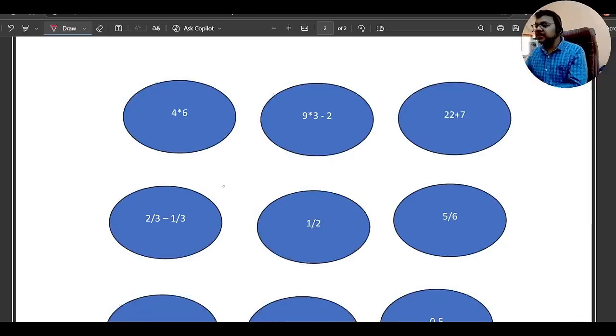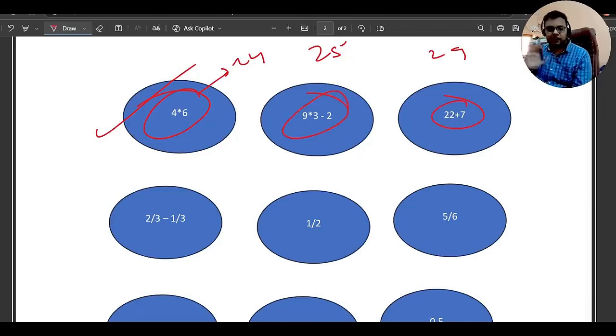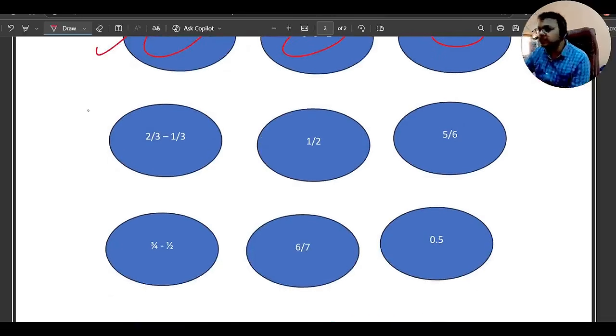Okay, now suppose this is the equation. Quickly see here, it's 24, it's 25, and it's 29. So simply it will be the lowest, then this one, then this one. Okay, it is the total matter of calculation. Now suppose this is the question. So this kind of fraction question you will also be getting. Now see here, in this fraction question, I will just tell you a simple trick.